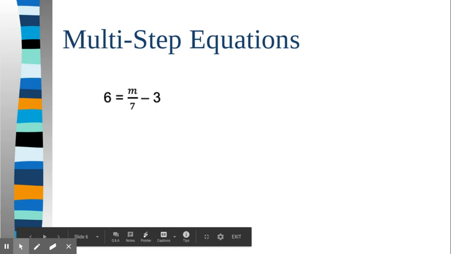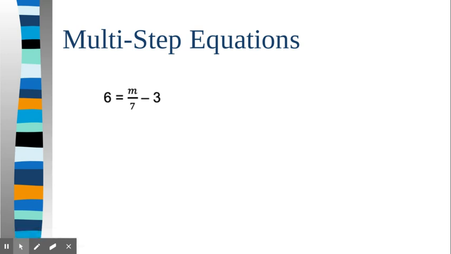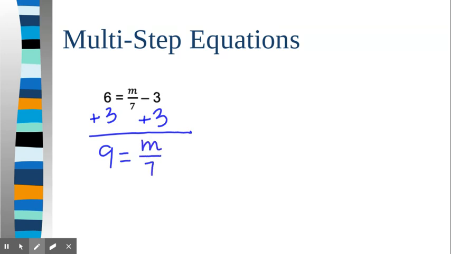Okay, here we have a fraction again. But before I deal with the 7, I can move that 3. So that's what we're going to do first. We're going to add 3 to both sides. That gives us 9. And then we still have that m over 7. And again, that fraction bar is really just showing us division. So the opposite operation tells us to multiply. So we'll multiply by 7 on both sides.